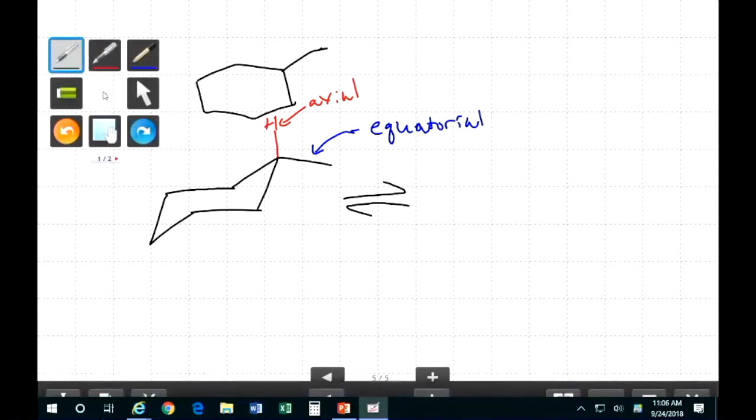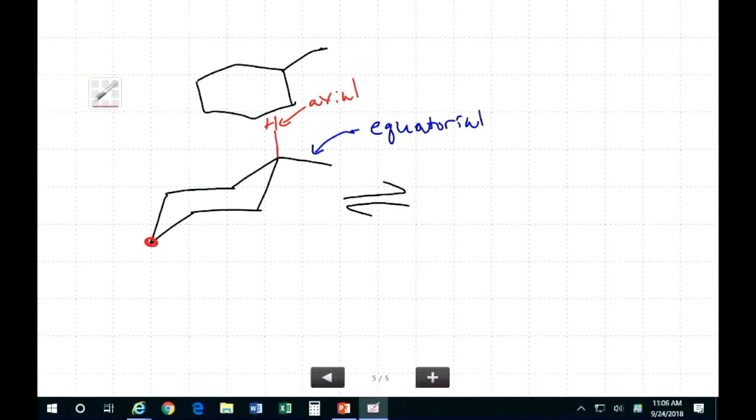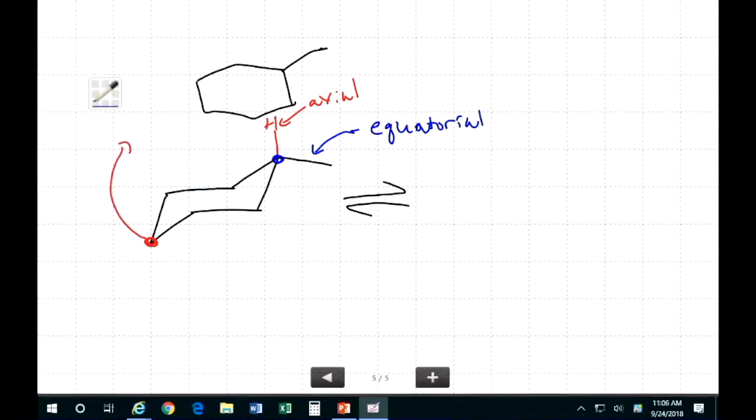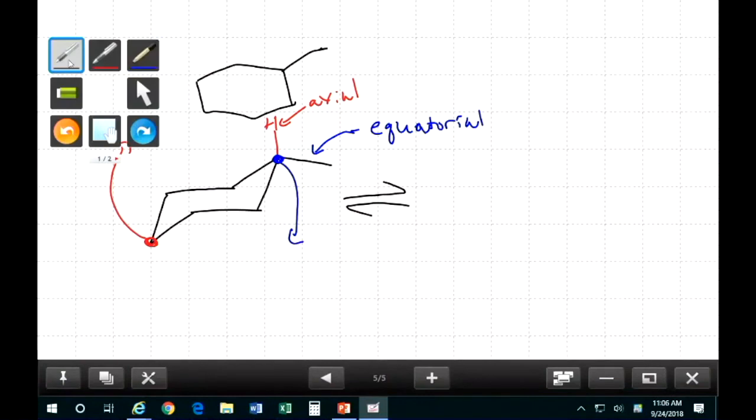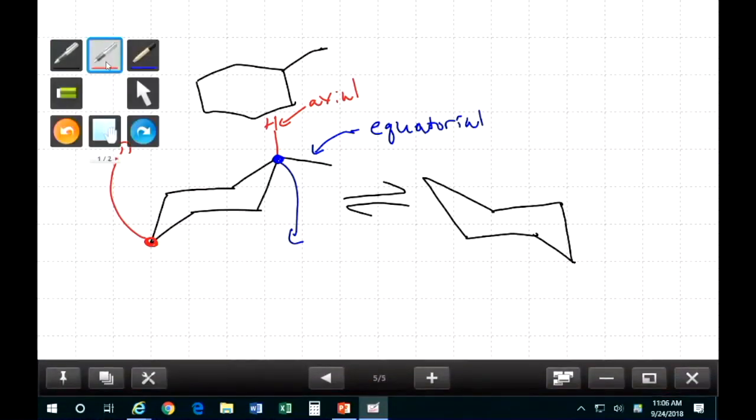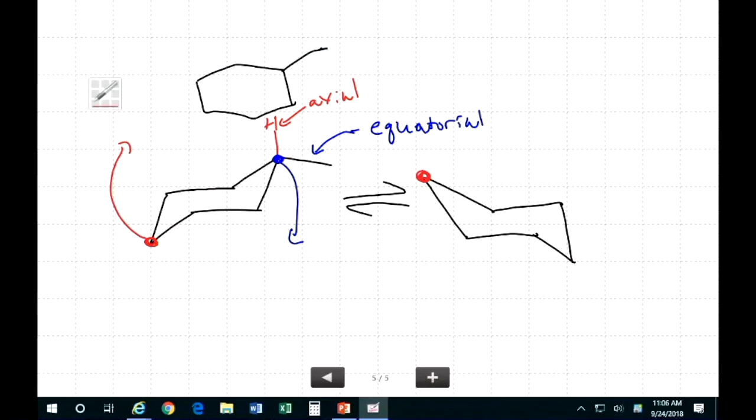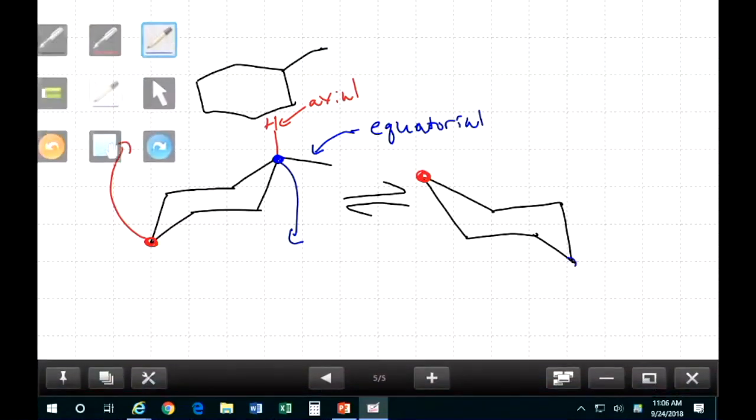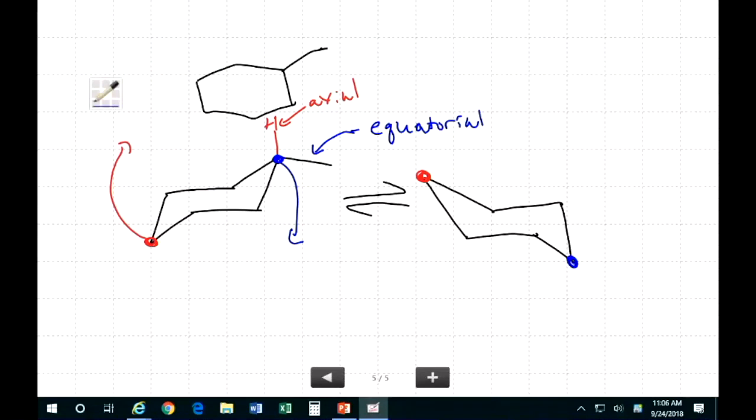again, we're going to grab this carbon and pull it up. We're going to grab this carbon here and pull it down. We're going to ring flip it. Again, we're going to keep track of them here. Red dot carbon came up, blue dot carbon came down.